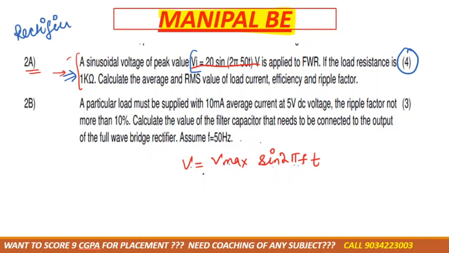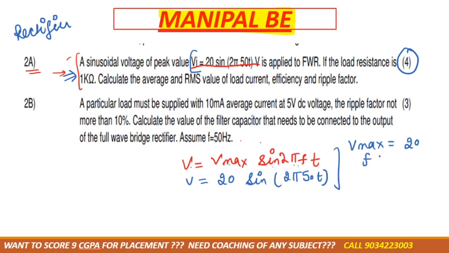Omega is 2 pi f t. So V is the given 20 sine of 2 pi 50 t. From here we can get the values: V max is 20, and frequency is 50 hertz. Load resistance RL they have given as 1 kilo ohm, right?